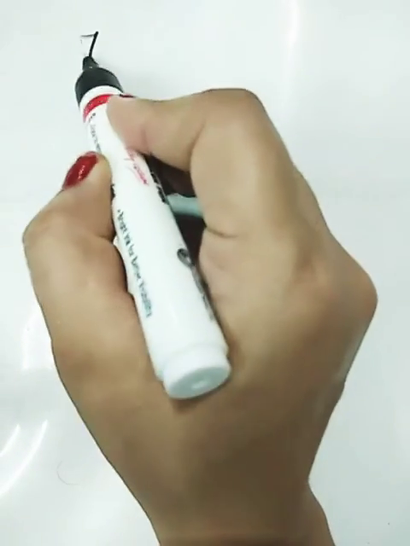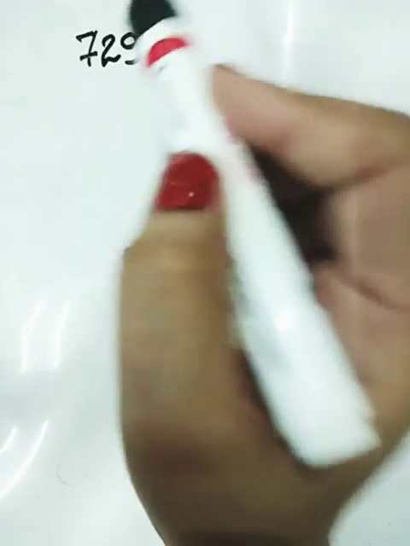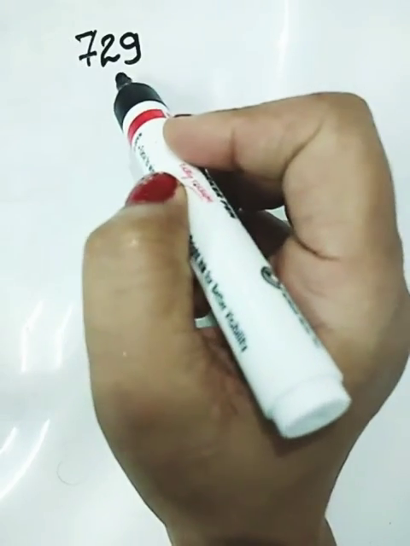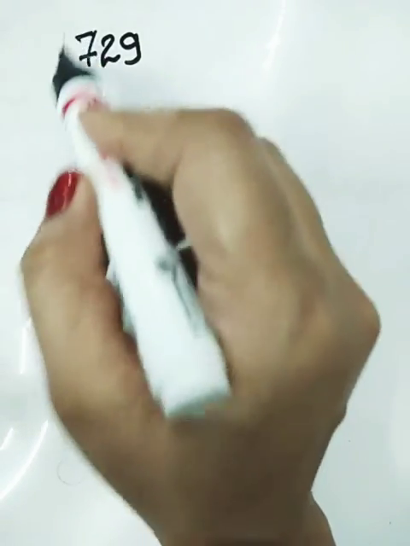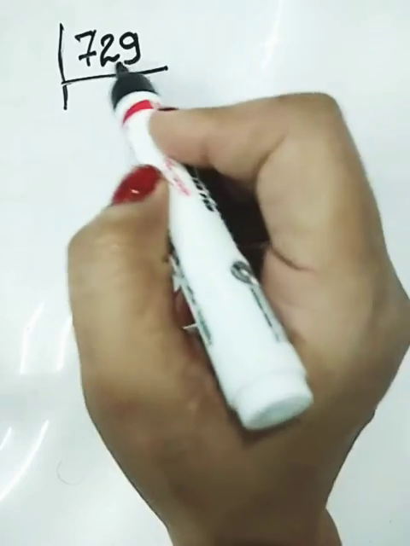Hello students, today I am going to discuss finding the square roots of a number by using the prime factorization method. So now I am going to take an example, 729. Now I am going to start taking the prime factors of this number.